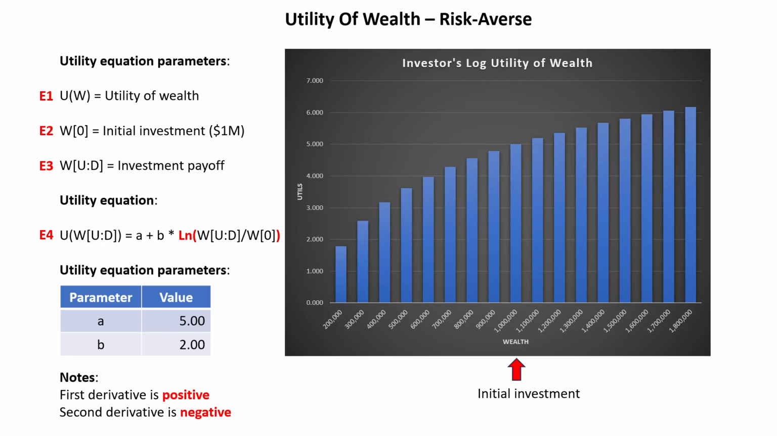Therefore we get the chart on the right-hand side, which you can see is nonlinear. At the beginning, as we go from $200,000 in wealth to 1.8 million, yes, the marginal utility of each 100,000 is positive. That marginal utility gets less and less and less as my wealth increases.